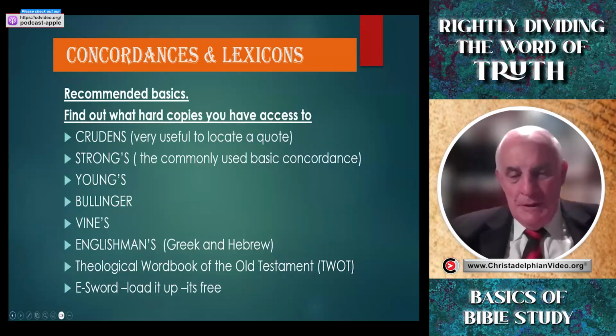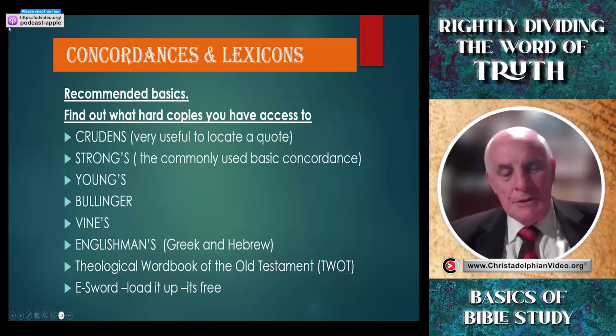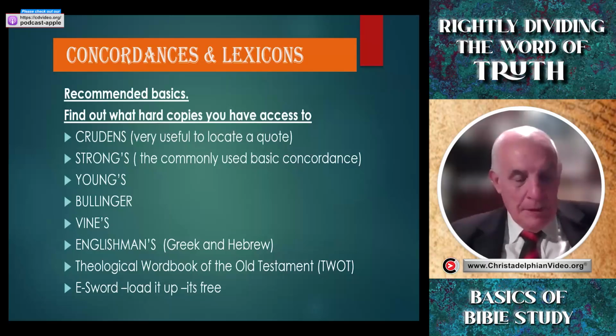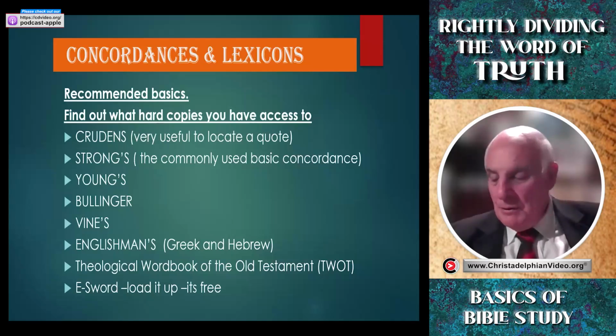And of course, anyone using their computer for Bible study should have eSword, and you can get a number of concordances and references attached to your eSword. It's free. I recommend everyone should have it loaded up because it's a very simple and quick way to find things. But in my mind, there is no substitute for having the book in front of you and doing your own thumbing work to find these things in Strong's or Young's or Englishman's or Bullinger's.